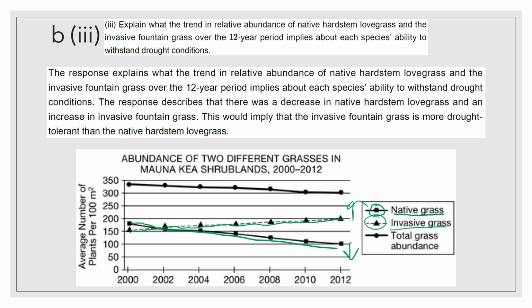So what we can imply is that the invasive species is more drought tolerant than the native species just by looking at their abundance over the years. Okay, so again, invasive grass increased in relative abundance while the native grass decreased. So that implies that the invasive grass can survive in drought conditions.